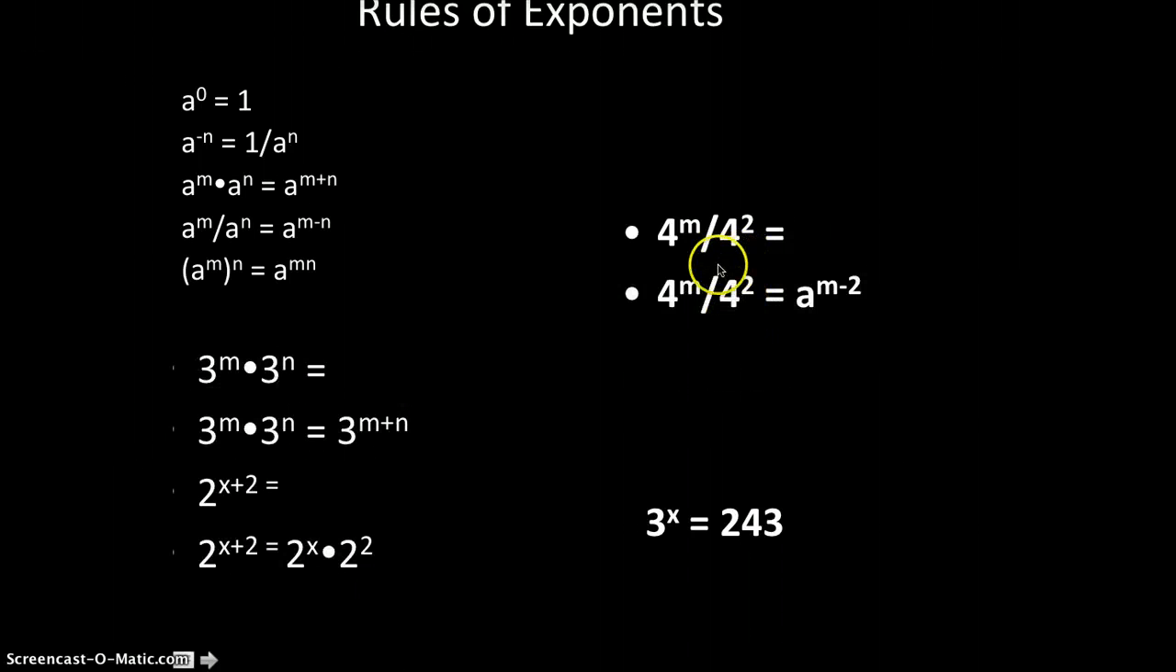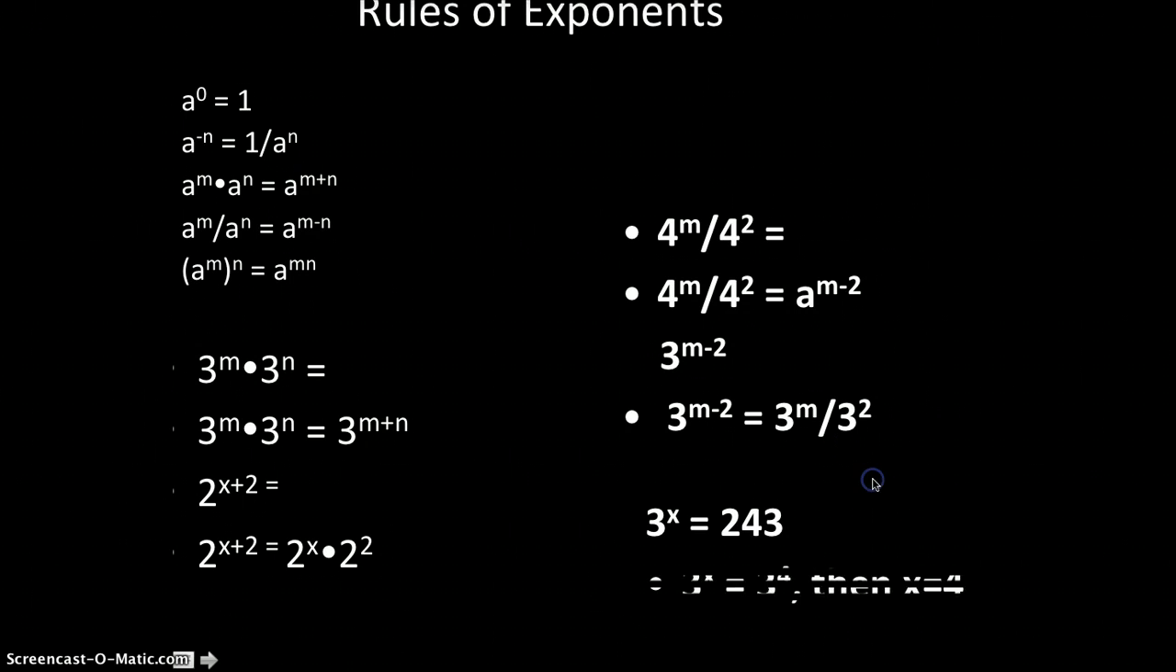Next, we go on to the remainder here, 4 to the m over 4 to the second. Again, we subtract the exponents. Again, not something that is unusual, but let's reverse that. What if I started out with 3 to the m minus 2 power, and I wanted to reverse the rule and go back to 3 to the m over 3 to the second? This is sometimes used to prove equivalent statements.